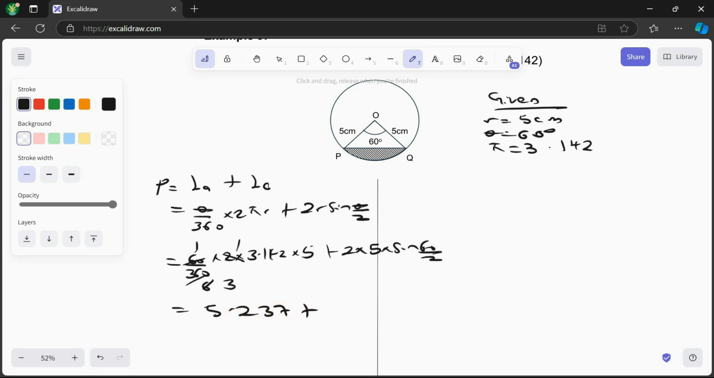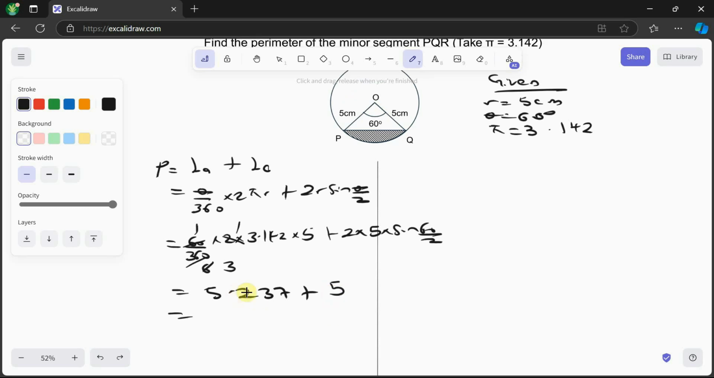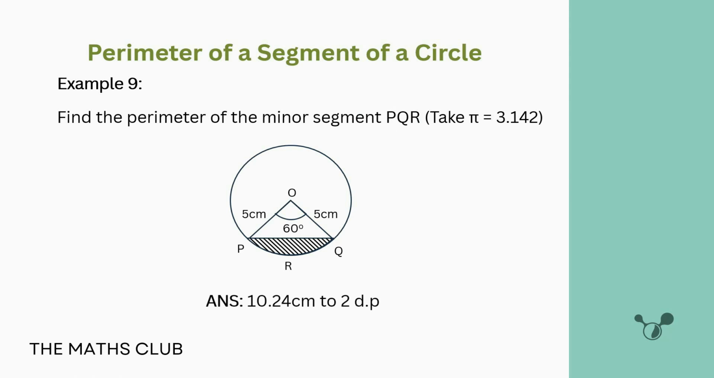Then plus 2 times 5 times sine 30 degrees. That gives me 5. So 5.237 plus 5 is 10.237 centimeter. Centimeter because perimeter is just the length. Let's see if we're correct. Okay, great. So this one, we took it to 3 decimal places, which is the same thing as 10.24 centimeter if we did it in 2 decimal places.